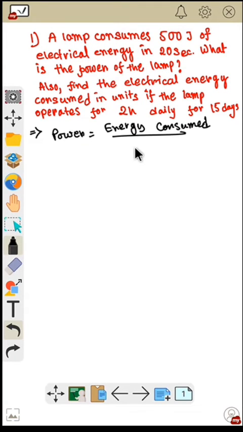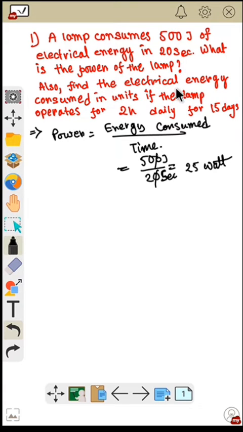divided by time. So energy consumed, that is given 500 joule divided by 20 seconds. So 0 cancels, 50 divided by 2, so 25 watt. 25 watt is the power. Easy question. Let's see the next question which is attached to that.